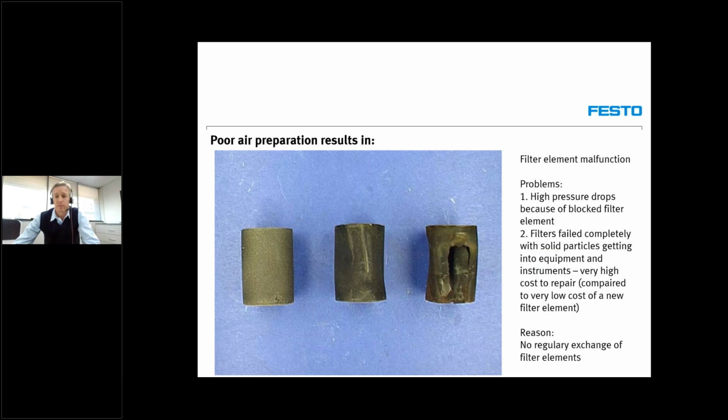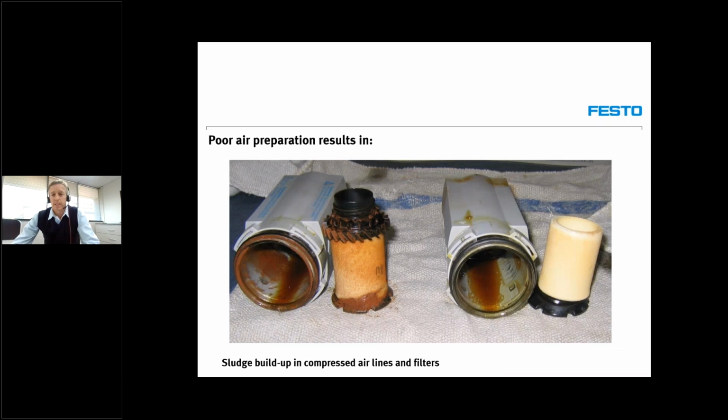This is an example of a filter element malfunction. Because the filters were blocked, they failed completely and a lot of dirt and oil got into the equipment and instruments with very expensive consequences. Now, if we compare that with the cost of a new filter element, this just turns out to be gross negligence. This is sludge buildup in the filter bowls.